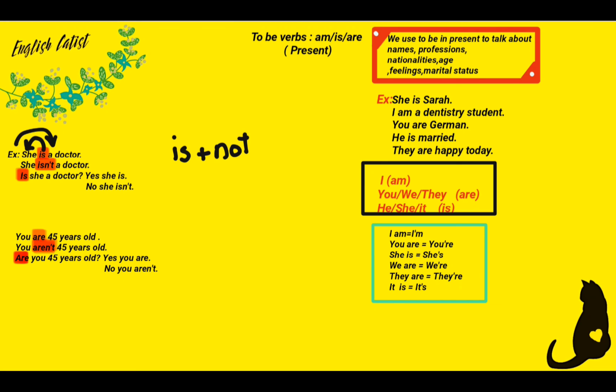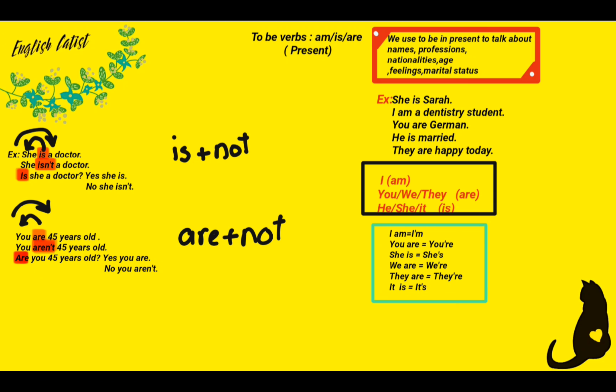Now, let's do the second one together. You are 45 years old. For making negative, are plus not. You aren't 45 years old, or you are not 45 years old. And for making a question, are you 45 years old? Yes, you are. No, you aren't.